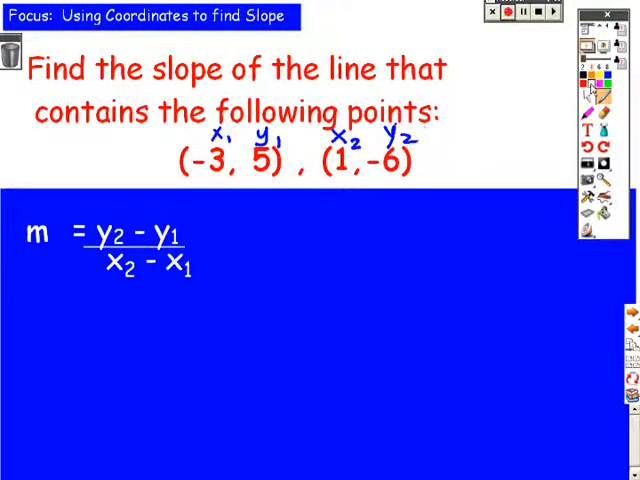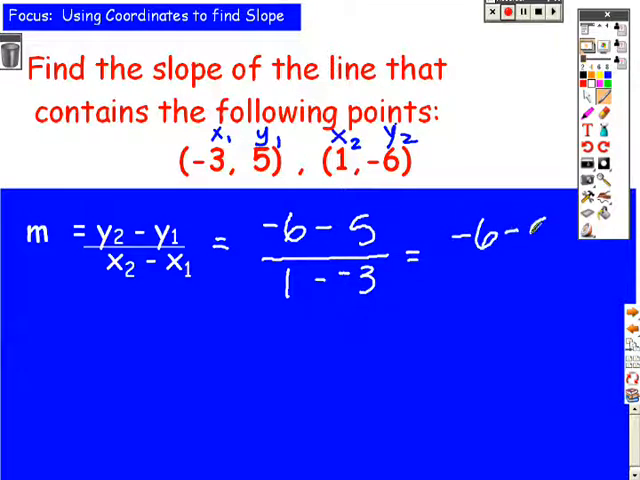Let's substitute into our equation, which we have down here already. y sub 2 is -6 minus 5, divided by x sub 2, which was 1 minus a -3. We can rewrite this as -6 minus 5 over 1, minus a minus is plus 3. This makes our slope -11 over 4.